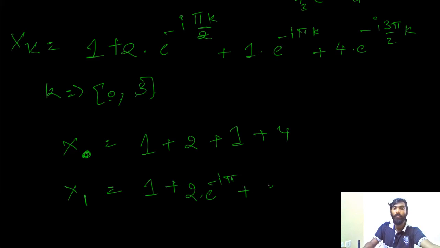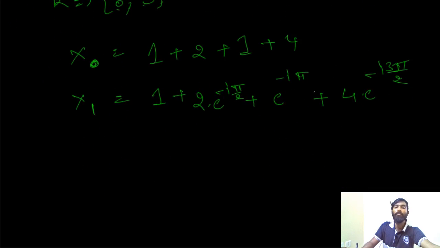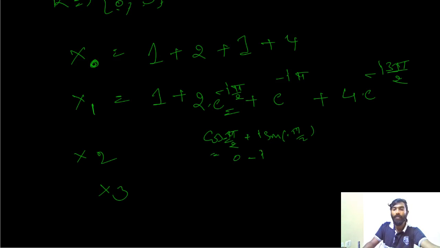k equals to 1. So again, this is k pi by 2. I have e power minus i pi plus 4 into e power minus i 3 pi by 2. Similarly you will get for X2 and X3, and these are also easy to solve. This is nothing but cos pi by 2, and this is e power i theta, right? So this is cos minus pi by 2 plus i into sine of minus pi by 2, and cos minus pi by 2 is 0, and this is minus i. So all of this is just going to be minus i.